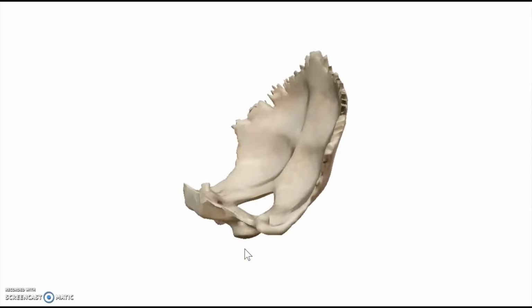And where is this going to be located on the skull? It's going to be on the very posterior aspect. So it's going to articulate with those parietal bones from earlier, and it's going to be at the very posterior aspect of the skull.